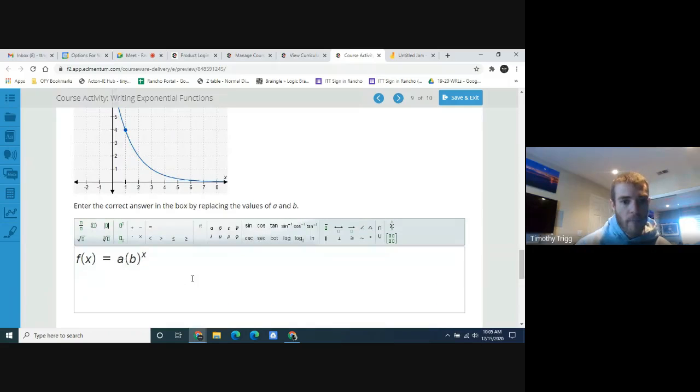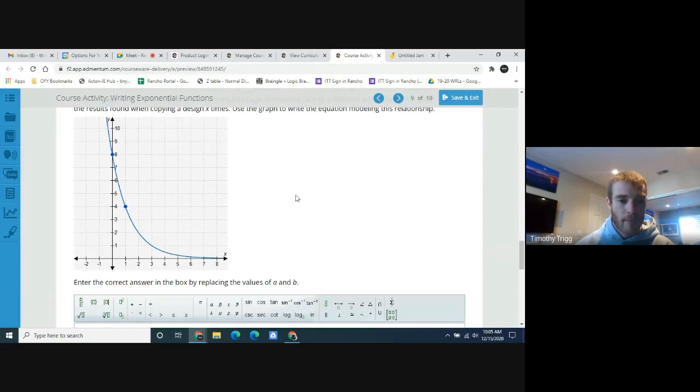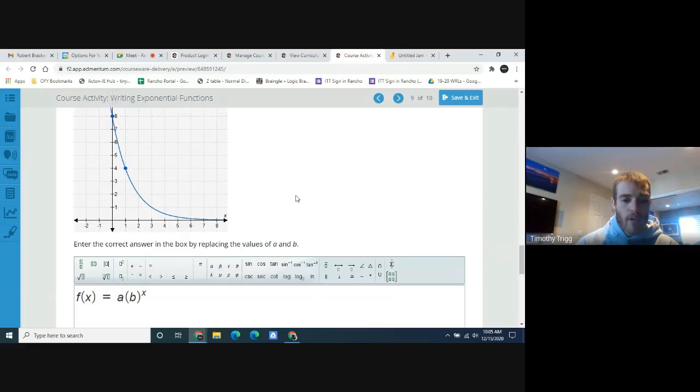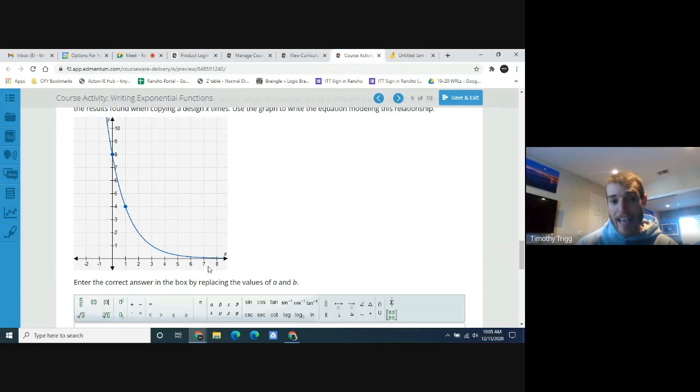Enter the correct answer in the box by replacing the values of A and B. So what's the starting amount here? See if you can figure that out. What's the y-intercept, in other words? And what's the decay rate, right? It's decaying, right? It's going down.